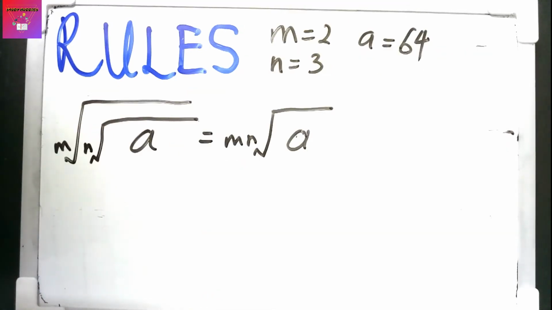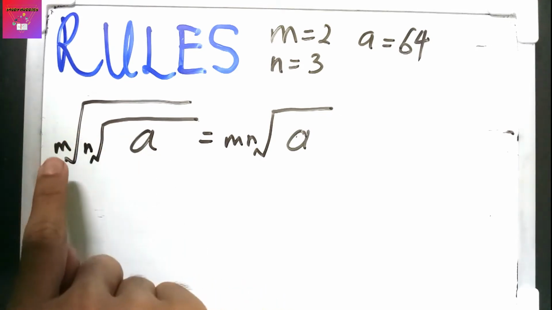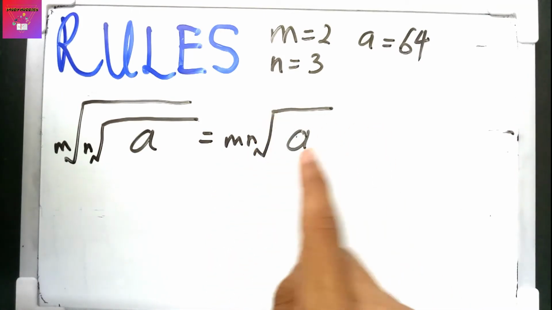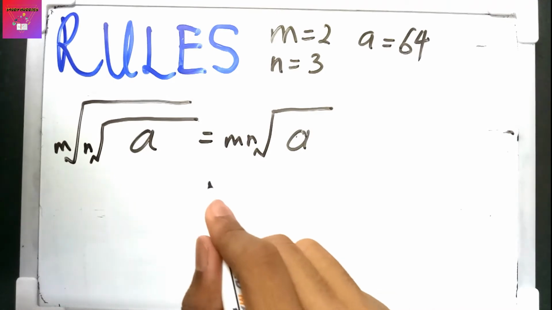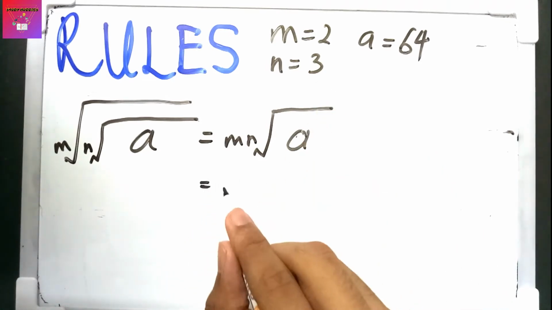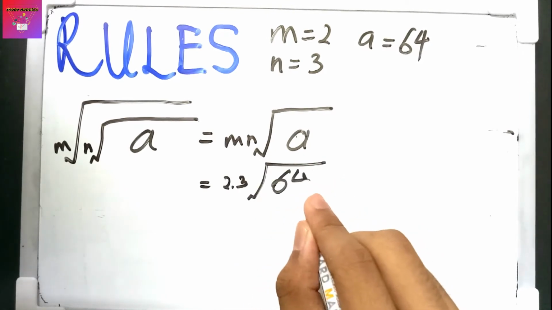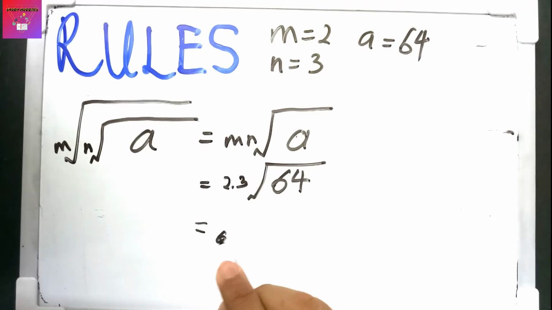So now we are in our very last rule, which is the nth root of the mth root of a, equals the mn-th root of a. So which one do you prefer? I think I'll just go with this one first. So m is 2, n is 3, square root of 64. So 2 times 3, you're going to get an answer 6, I think.